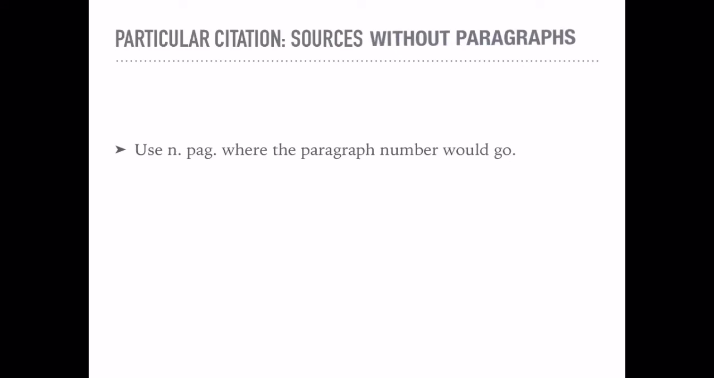And then the last exception I can think of is, what do you do when you have sources that don't really lend themselves to paragraphs? They're not exactly articles. Maybe they're images or tables, or maybe more raw data than a written article. In those cases, what you should do is use n.pag. where the paragraph number would ordinarily go. So maybe the author name, n.pag., or article name, n.pag., inside the parentheses. That tells your reader, like, page numbers don't apply here. It literally means no pagination or no pages.